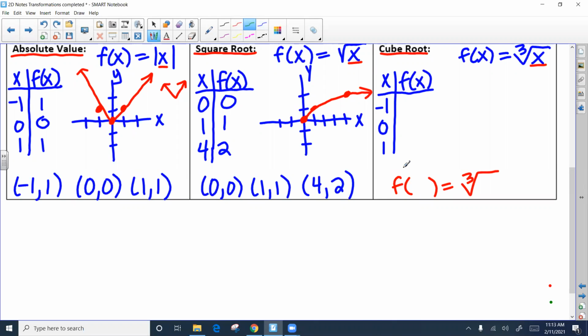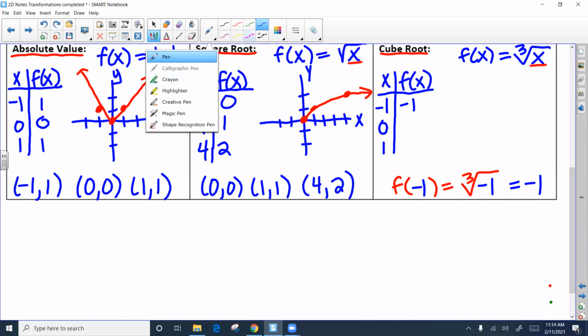When I plug in a -1, f of -1 equals cube root of -1. We can do a cube root of a negative. Cube root of -1 is just -1, because -1 cubed is -1. So this one we can do a negative because it's a cube root. Okay, so cube root of -1 is -1.